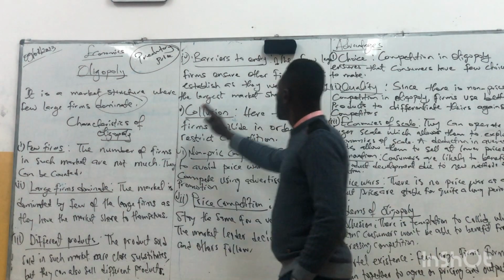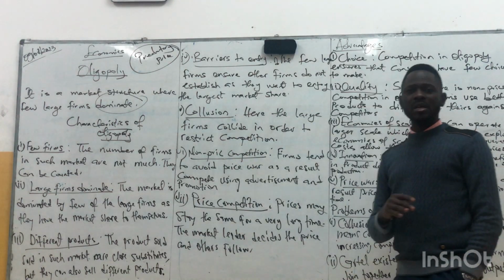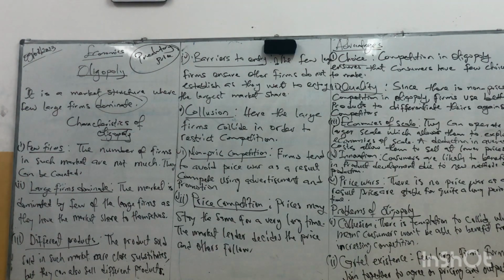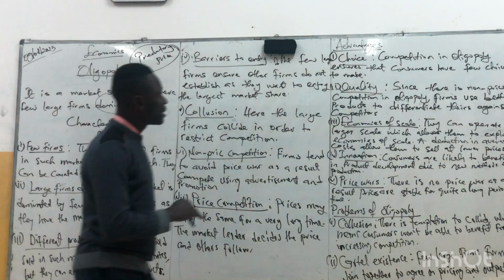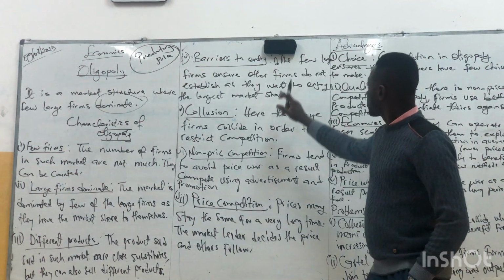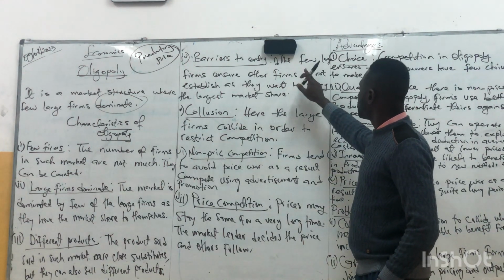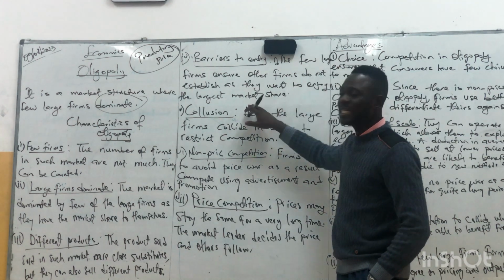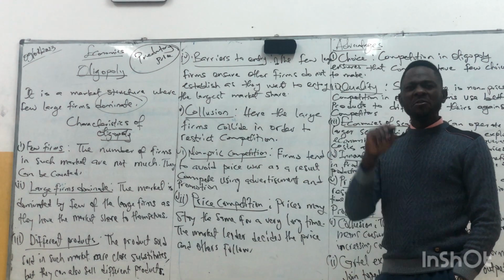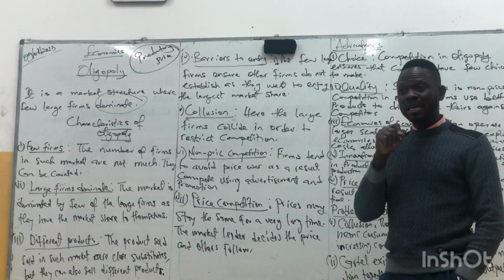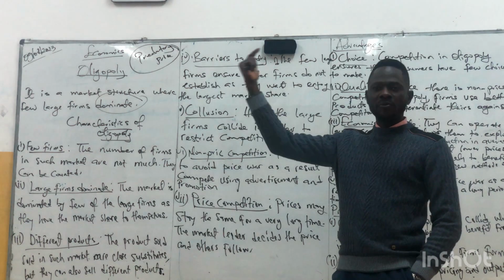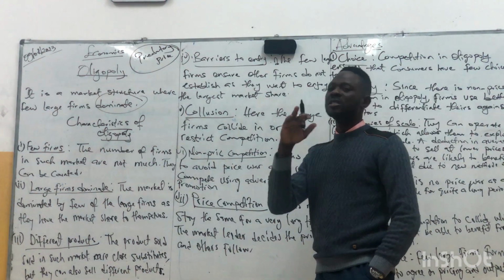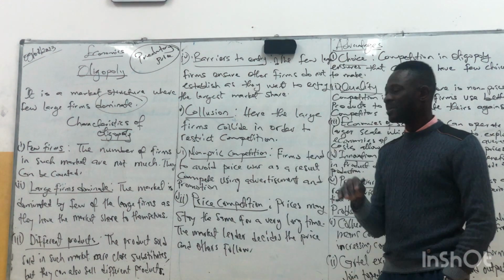The fourth one, barriers to entry. It implies that in oligopoly, the few large firms ensure that new firms do not establish, as they want to enjoy the largest market share. The few firms dominating the market ensure that no new firms or startup businesses come into that industry. They ensure that no one is coming. They want to continue to dominate the market.